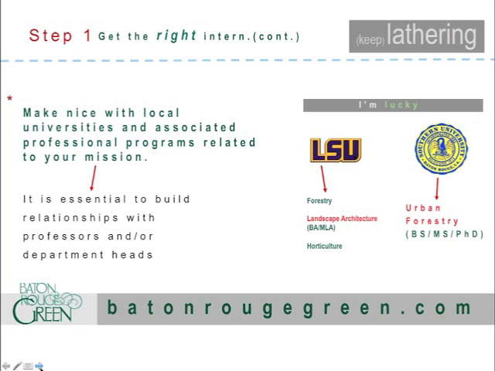We're lucky. We've got two great universities right here in Baton Rouge that have professional programs that contribute directly to the kind of work that our mission dictates we do. So LSU has a forestry program, a Department of Landscape Architecture, and a horticulture department. Southern University has an urban forestry program, and all of these programs are nationally acclaimed, nationally accredited. So I tend to high grade interns from landscape architecture and urban forestry, and both those programs, well, landscape architecture has a master's program, and fortunately the urban forestry program has a master's and a doctoral program.